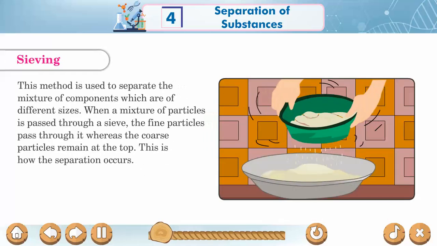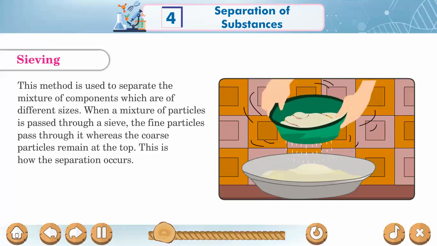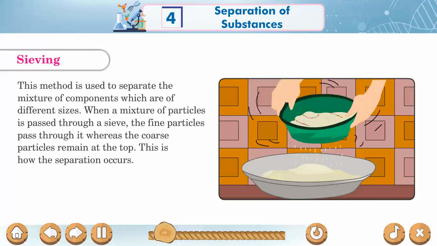Sieving. This method is used to separate a mixture of components which are of different sizes. When a mixture of particles is passed through a sieve, the fine particles pass through it, whereas the coarse particles remain at the top. This is how the separation occurs.